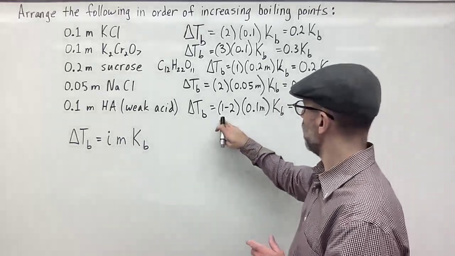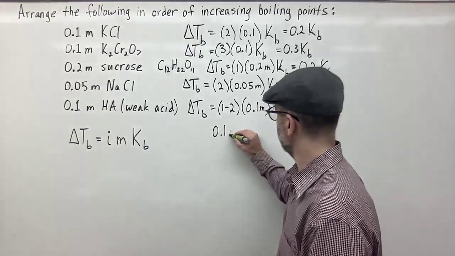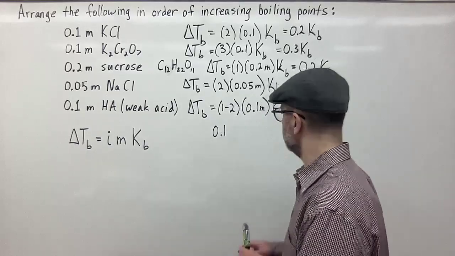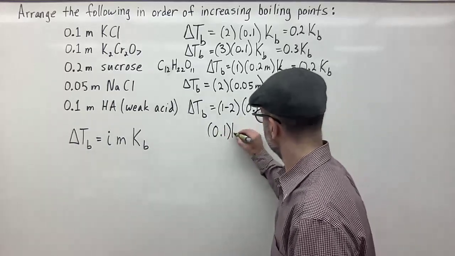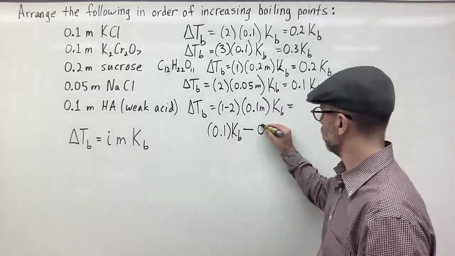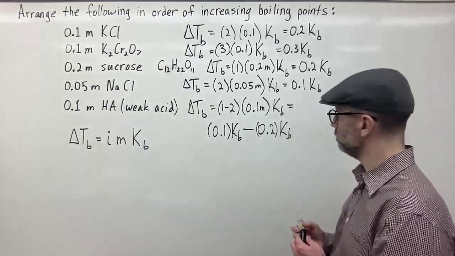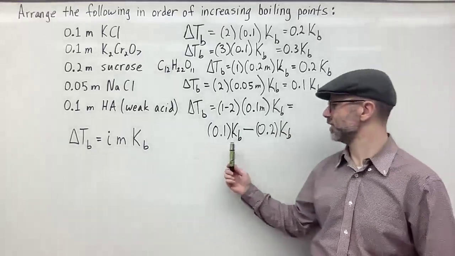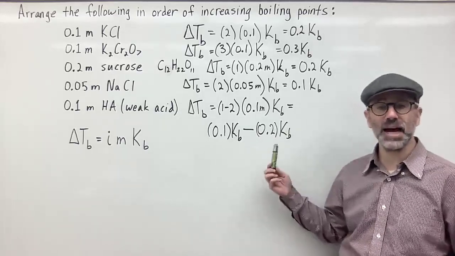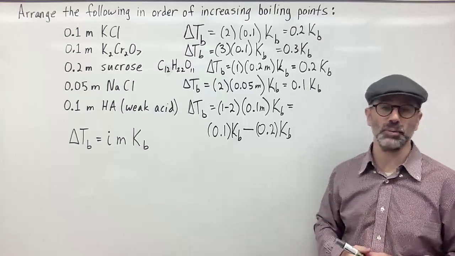And so if it was 1, then we would get 0.1 molal times Kb, or if it was 2, it would be 0.2 Kb. So we know that for the weak acid, it's going to be somewhere in this range. We don't know exactly where, but that's not going to be important because all we need to do is arrange them in order of increasing boiling points.